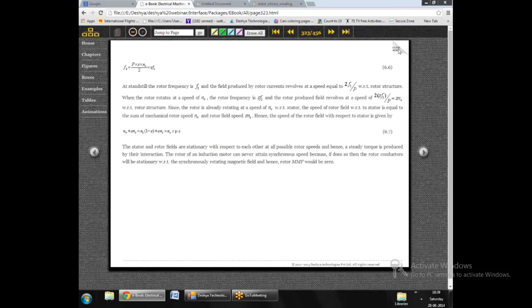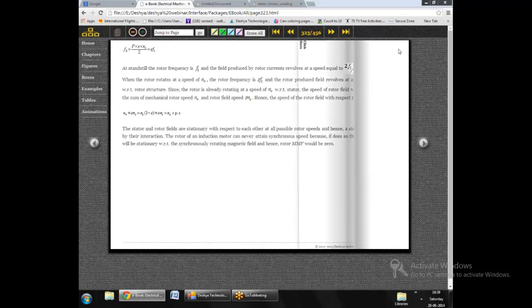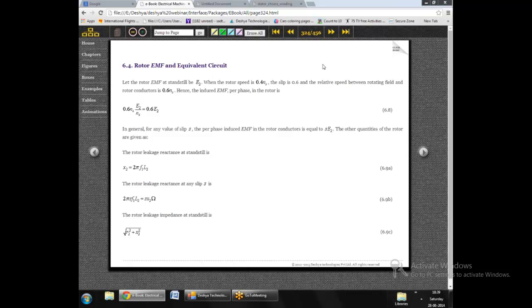And after it has been done, we eventually move on to the equivalent circuit, the electrical equivalent circuit. So the first half of the chapter deals with the magnetic phenomenon that take place inside the induction machine, both the cage rotor and the wound rotor machine, and the second half actually goes towards the electrical equivalent circuit.